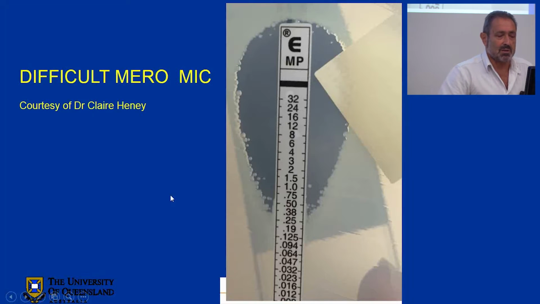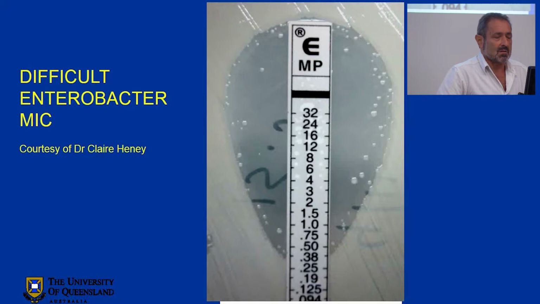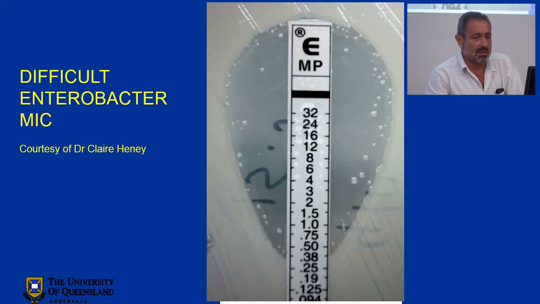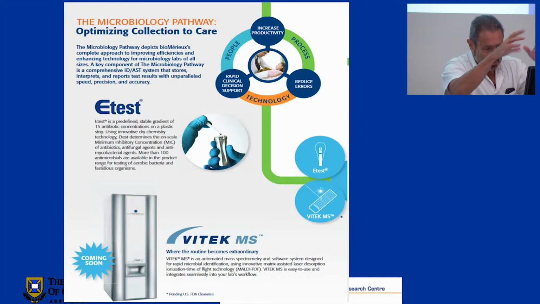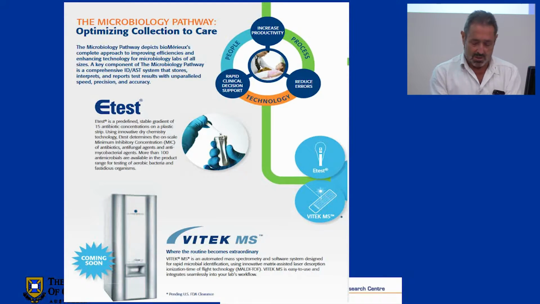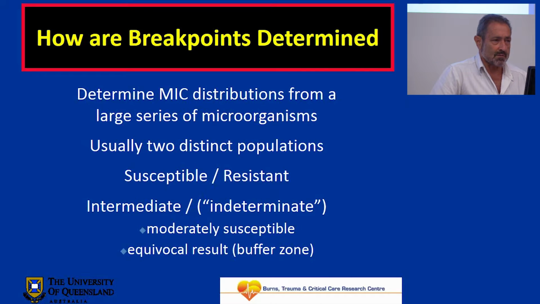But as Claire has pointed out to me, it's often not that easy. So you get this type of picture, and you can't really see the MIC, or that type of picture, and it doesn't really come out that well. So there are problems with that MIC, and then you can put it all together into a nice machine, which is more objective but has its own problems, and you can do it on a Vitek. So there are various ways of looking at MICs.